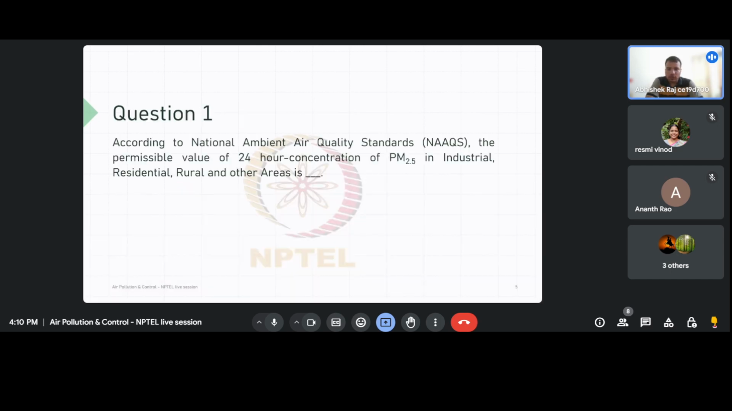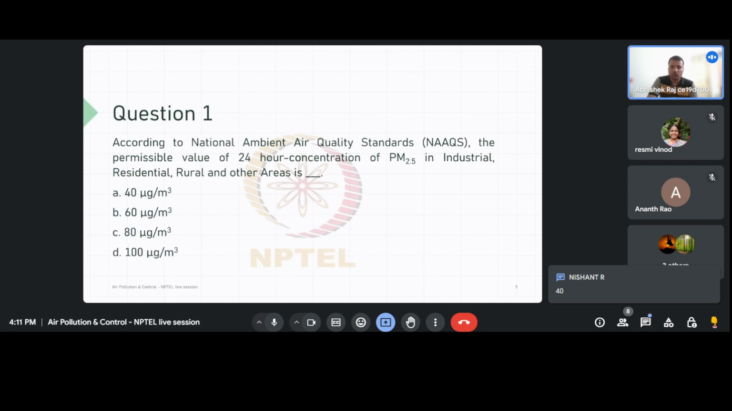Starting with question number 1: according to National Ambient Air Quality Standards, the permissible value of 24-hour concentration for PM 2.5 in industrial, residential, rural and other areas is 40, 60, 80 or 100 micrograms per meter cube.